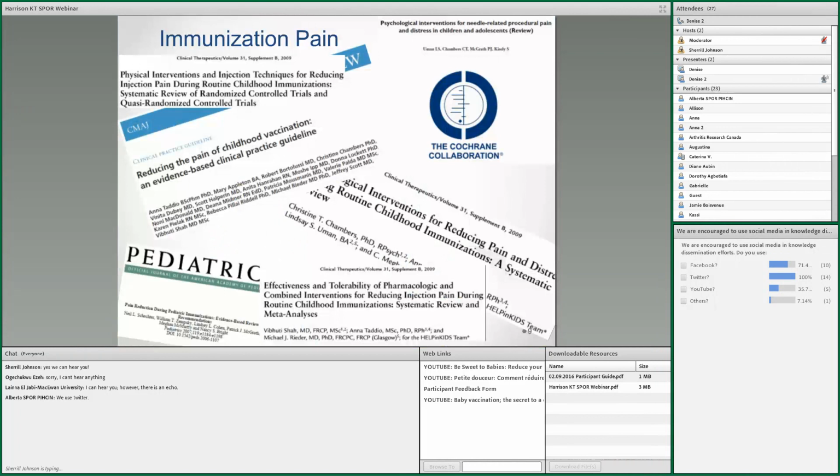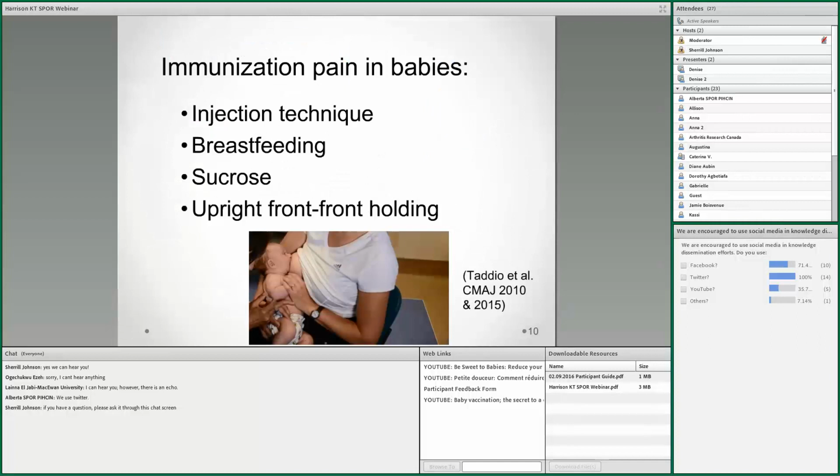And that's despite the evidence in terms of immunisation pain, on sucrose, breastfeeding for babies, and for older children, distraction and hypnosis. There's a lot of guidelines around recommending what we can do to reduce pain in children during immunisations. And when we synthesize all that, the 4 key things for babies are injection technique, breastfeeding, sucrose, and upright front-to-front holding.